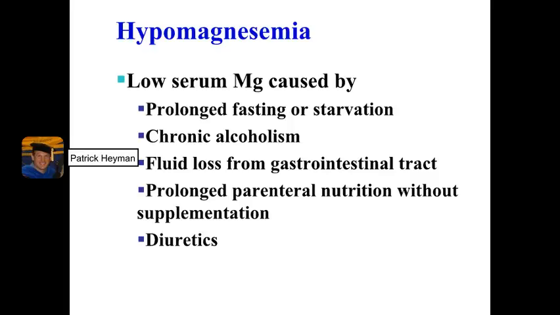All right, when it comes to low magnesium, you can get low magnesium from prolonged fasting, alcoholism, fluid loss from the GI tract, that's going to again be vomiting or diarrhea, and then prolonged parenteral nutrition. So remember TPN, total parenteral nutrition, without magnesium supplementation. And then finally, diuretics can help you get rid of magnesium quicker than you want to.